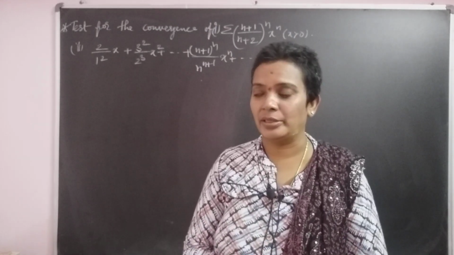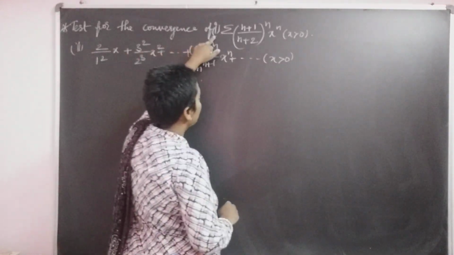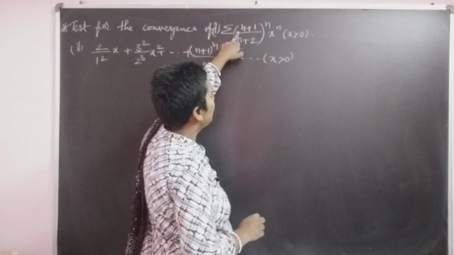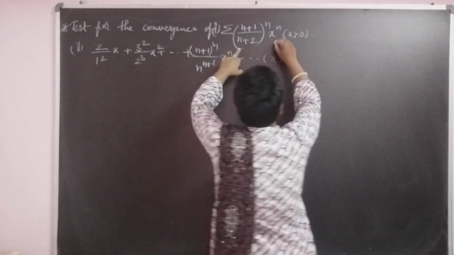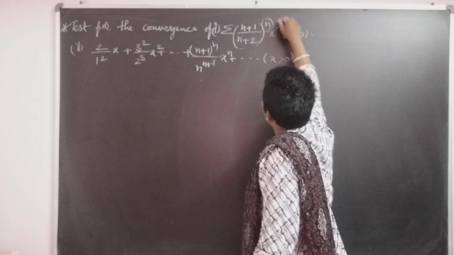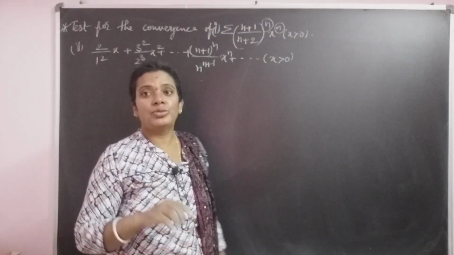Test for the convergence. The first one is sigma (n+1)/(n+2) whole power n, x power n. Here, if the power n is there, we can apply the Cauchy's nth root test.